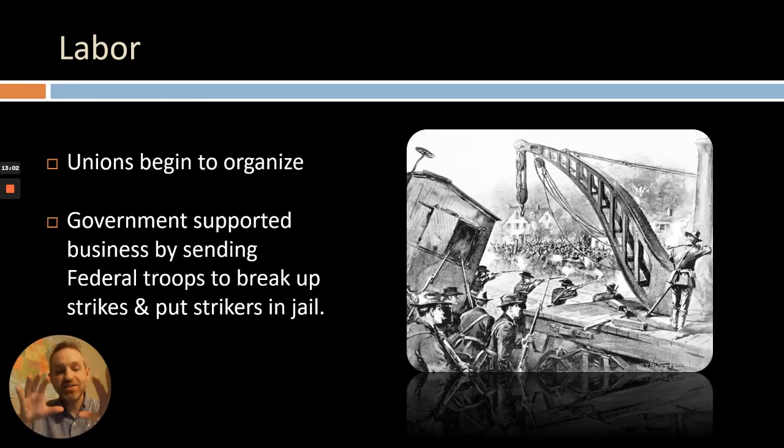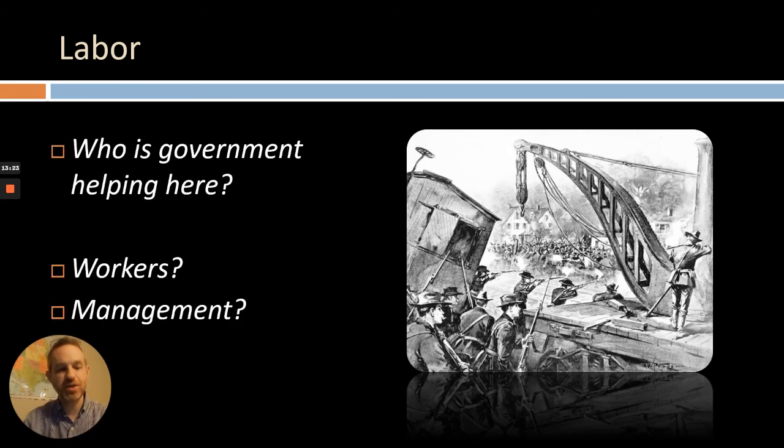And in fact, as the unions begin to organize and they do go on strike, very often the government would actually send troops out to break up some of these strikes and say, we're going to put you in jail for striking. You need to be at work. So again, there's this question of who is the government trying to help? Is it the business owners as a whole, or is it the workers? And in this case, they're going to say, we want to help the owners. We want to help the management.